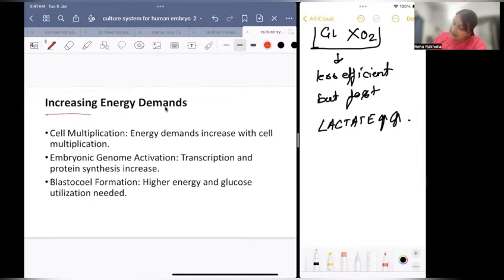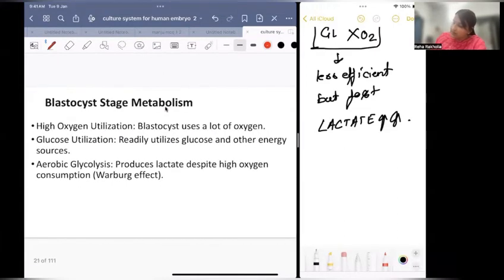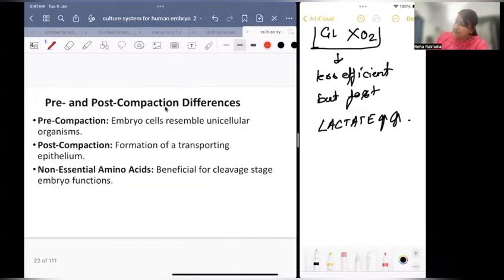Increasing energy demand, we have already told: cell multiplication, embryonic genome activation, and blastocoele formation. Then the high oxygen consumption, glucose utilization, and aerobic glycolysis, Warburg, I have already discussed. Then pre and post compaction differences. What are pre and post compaction differences?